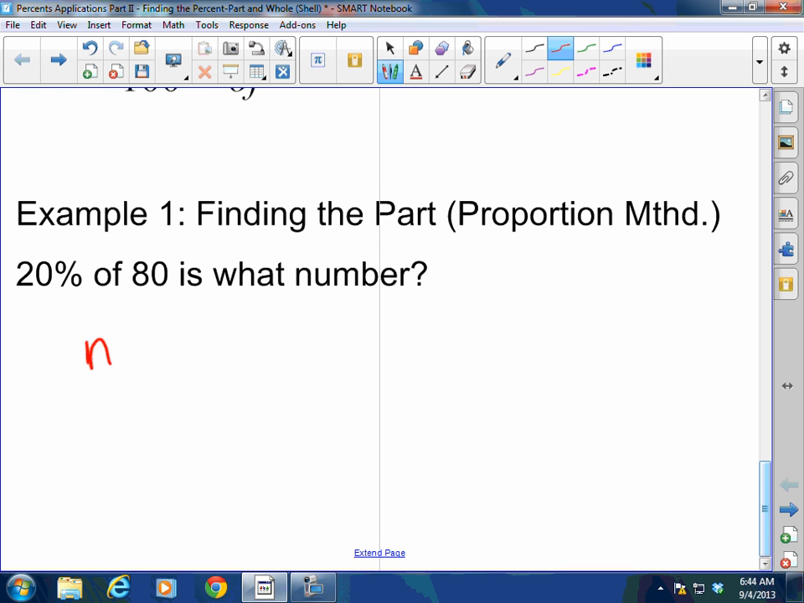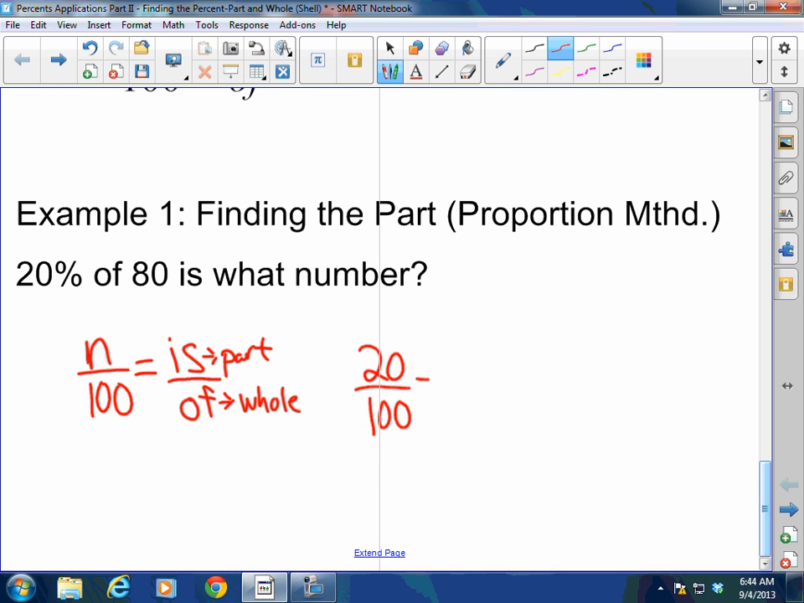Okay, remember we're dealing with n over 100, so the given percent over 100 equals is over of. Is attached to the part, of is attached to the whole. Remember that. Okay, so 20% of 80 is what number? So the given percent, that's n over 100, equals my is, what's attached to the is? The what number. Over of. What's attached to the of? 80.